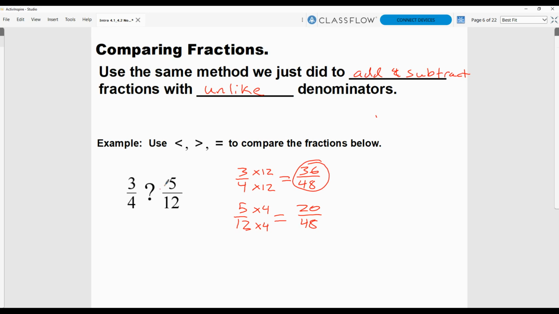So now we're just going to rewrite this using our greater than symbol. So we're going to say 3/4, and we're going to use this one right here because it's greater. It's saying 3/4 is greater than 5 over top of 12. And remember, the point of our symbol always goes next to the smaller number or the smaller fraction that we got. So we got 3/4 being greater than 5/12. All right, let's check out a few more and we will see what we come up with.